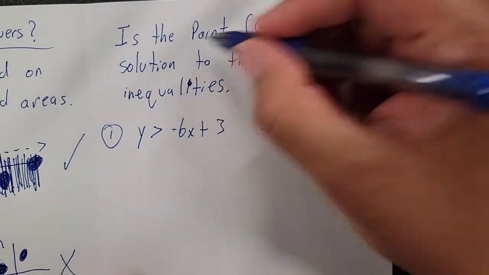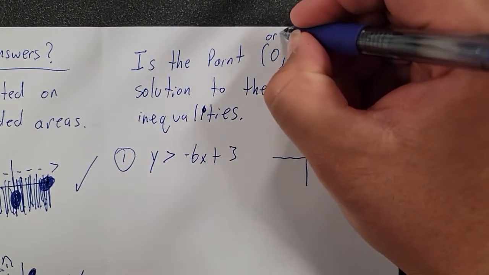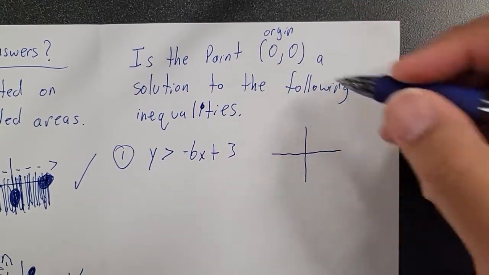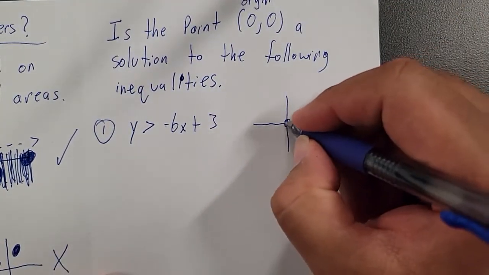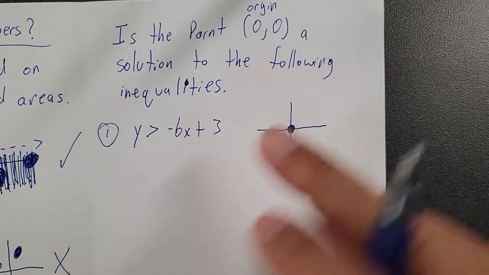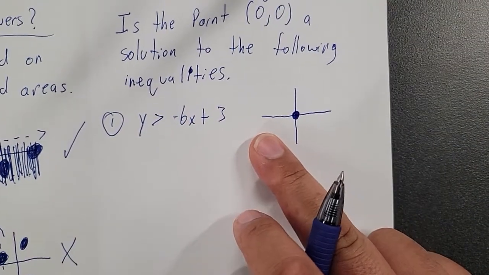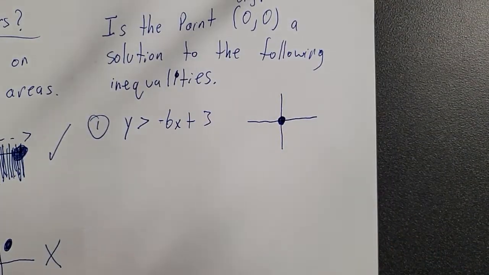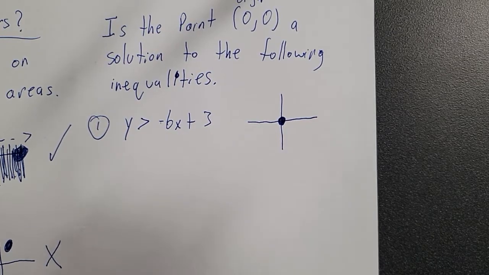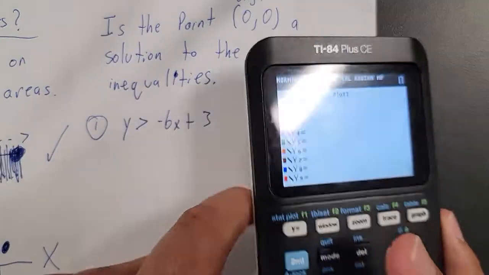Okay. So now the point 0, 0, guys, this is also known as the origin, if you didn't know. They might say origin. They might not give you the point 0, 0. So that's right here in the middle. Everyone put a point. Now I'm going to check if this point is going to be in the shaded area or on the line when I graph it. All right, and we're going to use our calculator for that. So everyone, just reset your calculator.